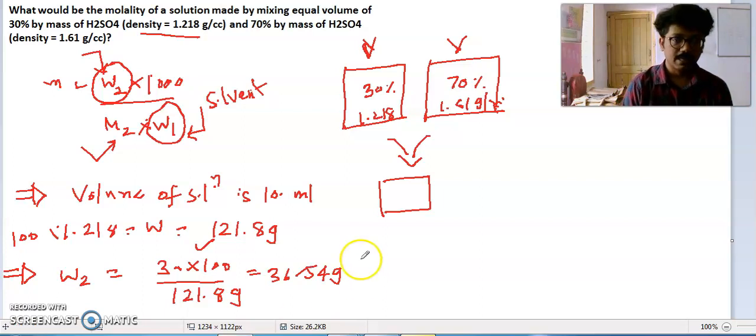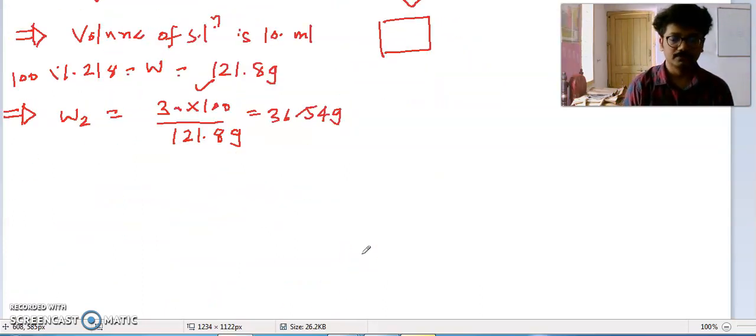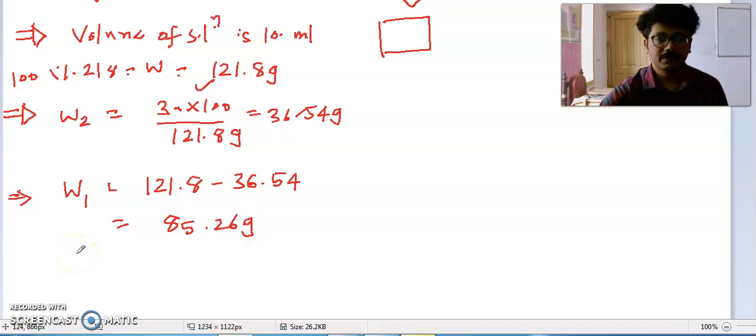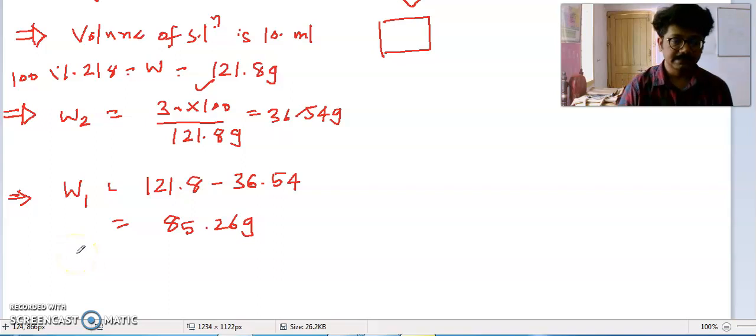Now I have found the mass of solute. I have to find the mass of solvent also. So that's why I am writing W1, where 1 stands for solvent. W1 will be the total mass, 121.8 minus 36.54. When you subtract it, the mass of solvent comes 85.26 gram. Correct?